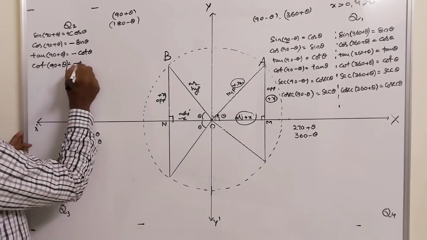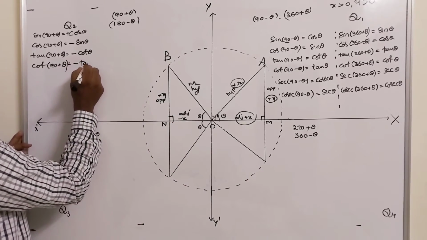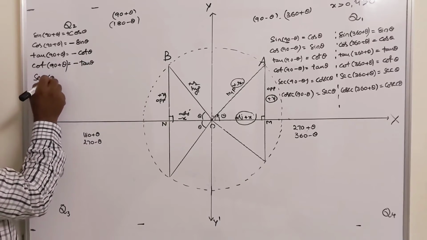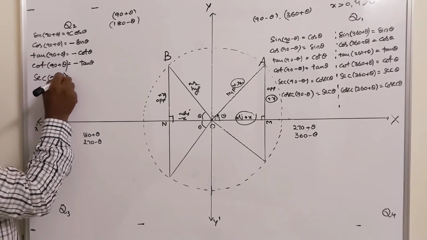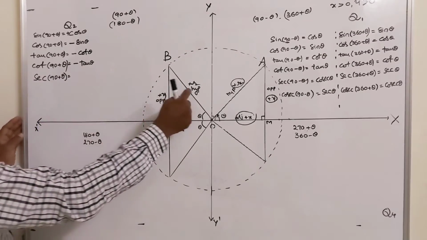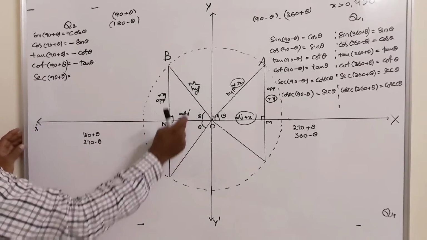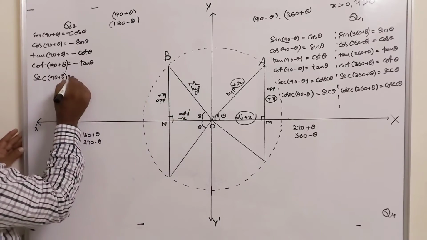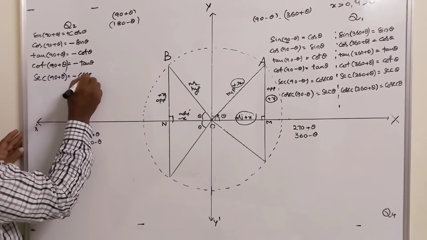That is minus tan theta. Next, secant of 90 plus theta is equal to secant, that is hypotenuse by adjacent side, plus r by minus x. Plus r by minus means minus cosecant theta.